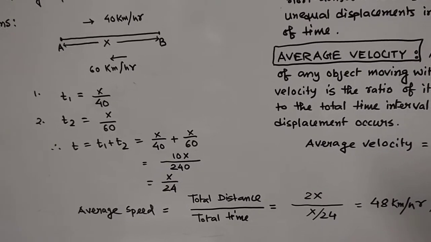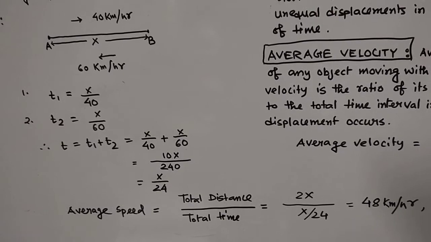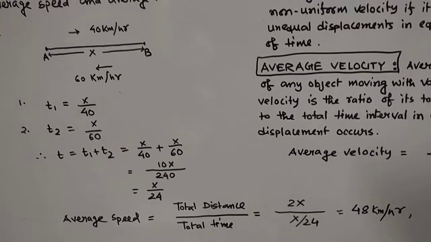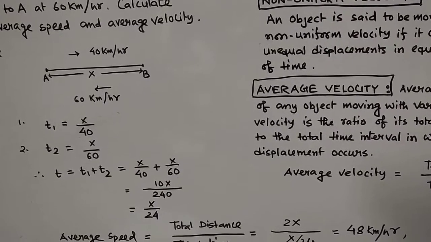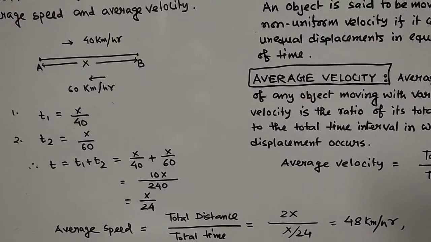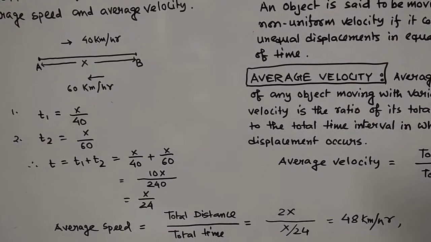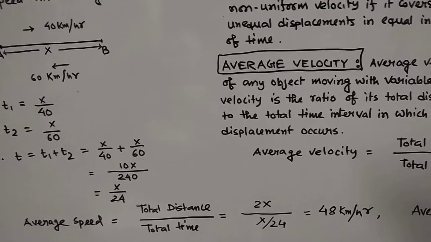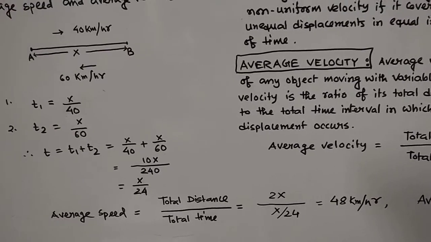Now average speed, the formula we have already defined in our previous class. Average speed equals total distance by total time. So what is the total distance here? A to B and B to A, that is x plus x, that is 2x. So 2x by total time, which is x by 24. So x goes off, and you get 48 km per hour.